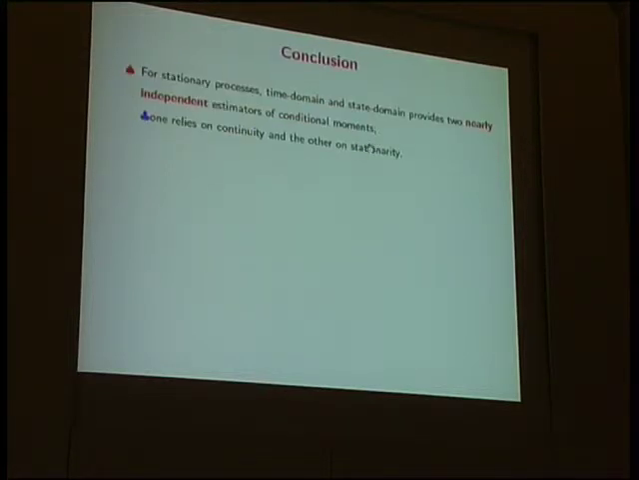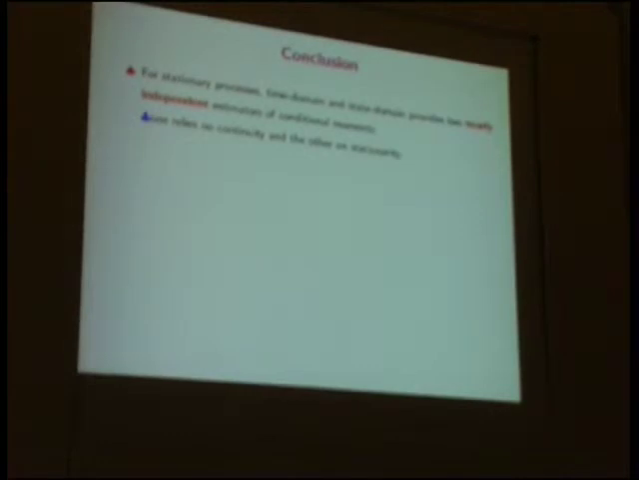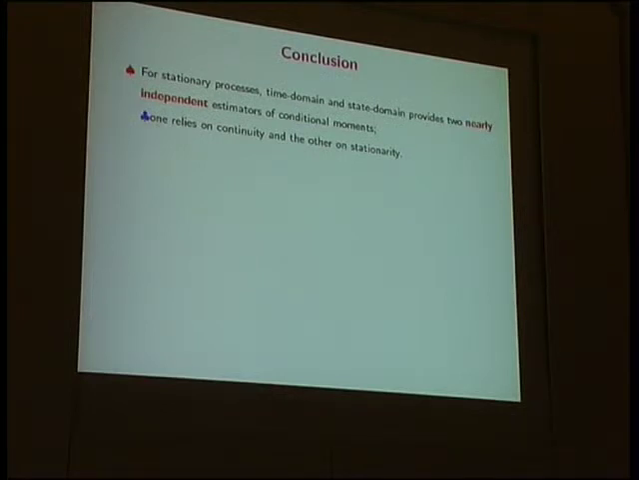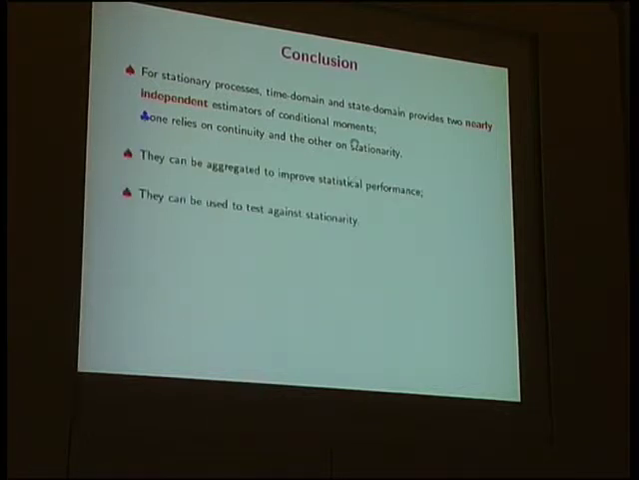Okay. And so let me conclude. I know that the time is up, so let me conclude: for stationary processes, there are two domain estimators for us. One is time domain, the other is state domain. So they provide two nearly independent estimators for estimating conditional moments. One relies on continuity, that's time domain, that's why you localize in time. The other relies on stationarity, that's why you localize in state. You don't care whether it's 5 years ago, today or tomorrow, because it relies on stationarity. And they can be aggregated to give much better statistical performance.